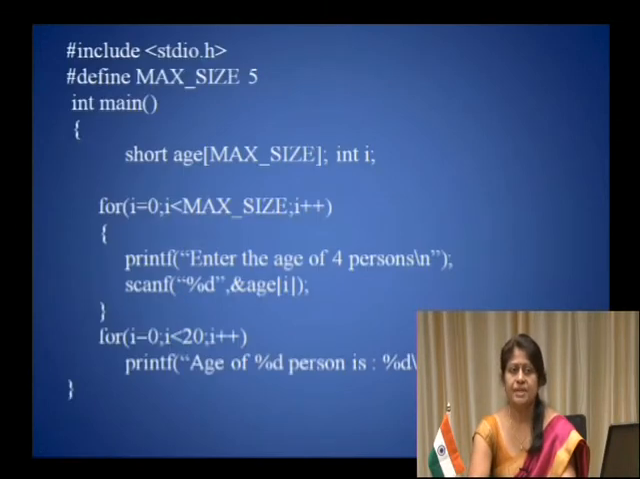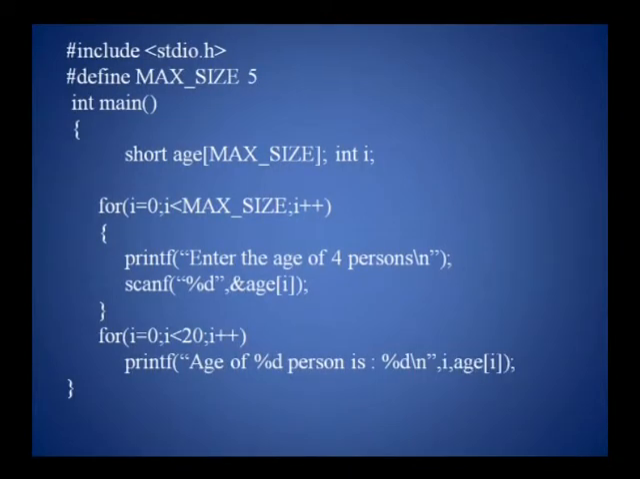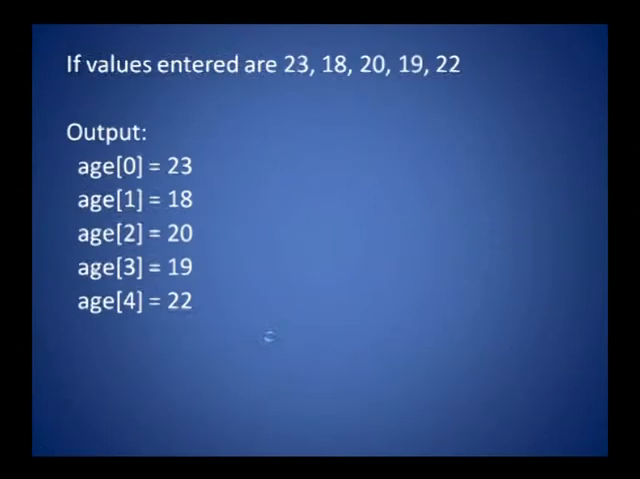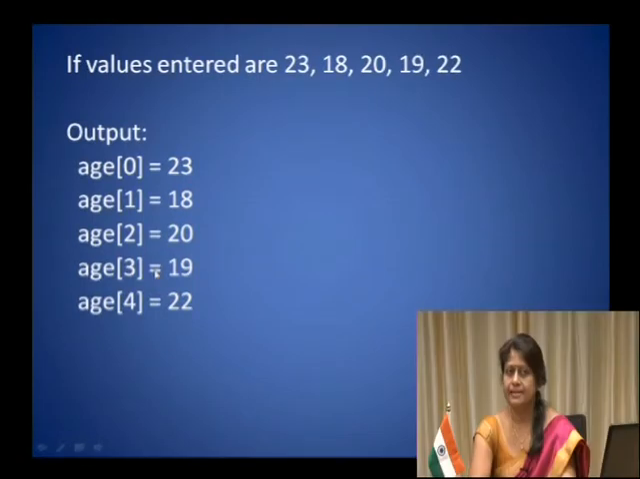Look at the program once more. You are reading the values, that is age of I over here, and then we are trying to print the value of age. So, your output would be this.